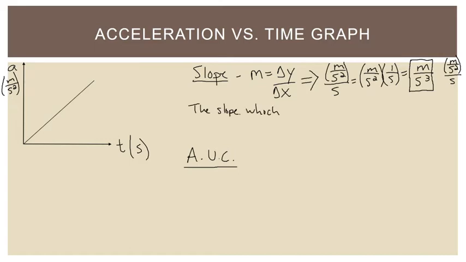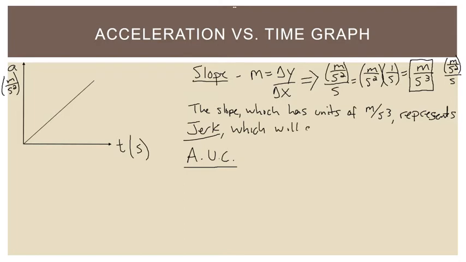The slope, which has units of meters per second cubed, represents jerk, which will always be 0 in this class. And the reason why it will be 0 is because we always said here in this class that the accelerations that we'll be dealing with are constant. So I'll just squeeze that in down here. That's because we'll always be dealing with constant accelerations.